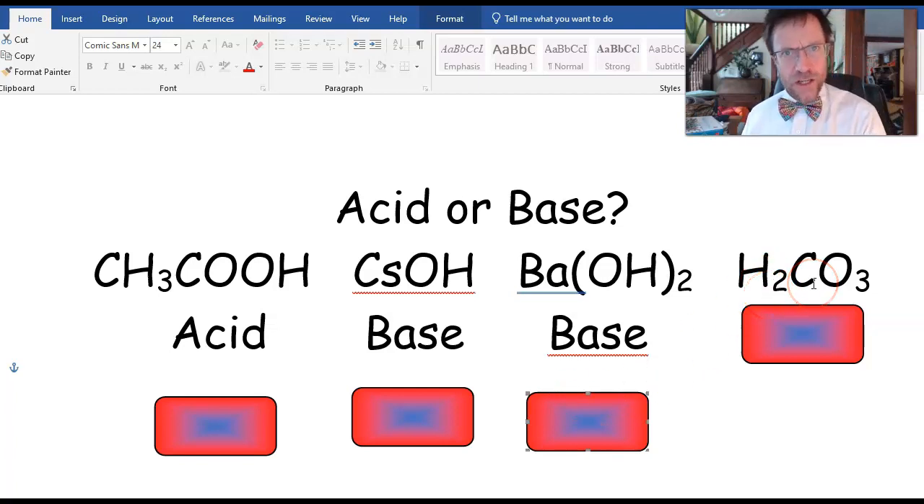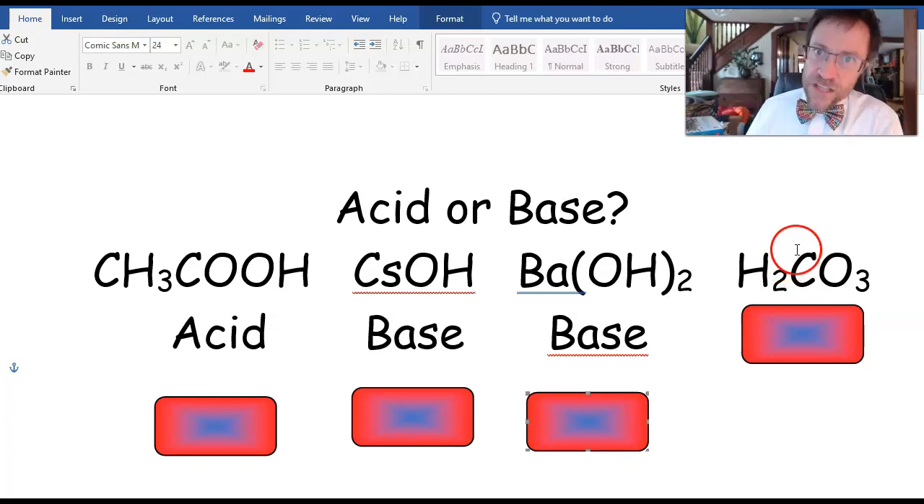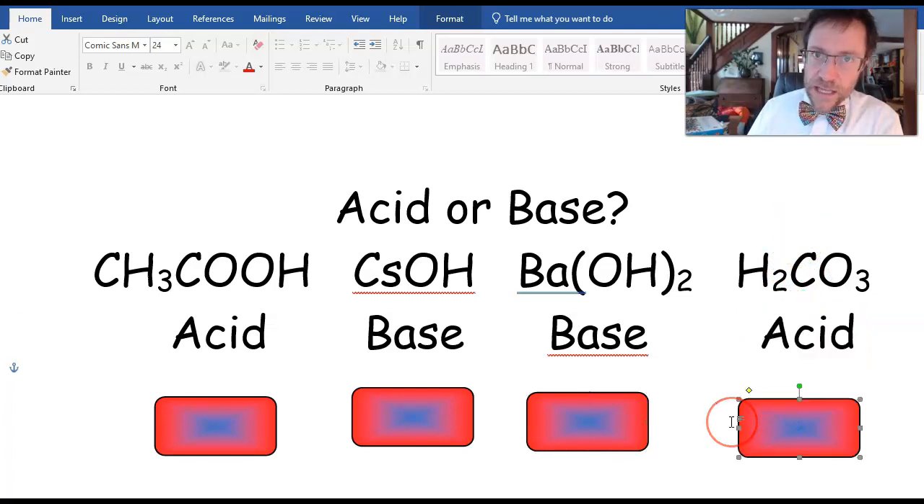There's a carbon in there, so it can't be an acid or base? No. A couple of reasons. I just looked at the reference table, right? Because that's where we're going to go to look at everything. Sure enough, it's an acid.